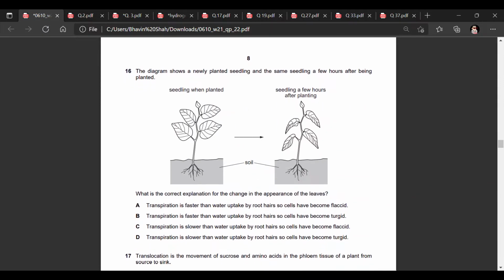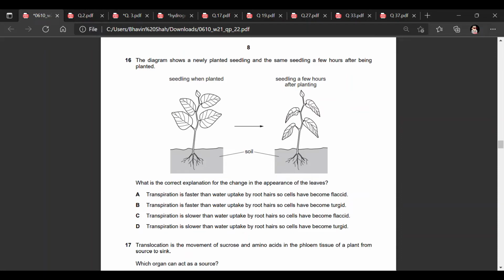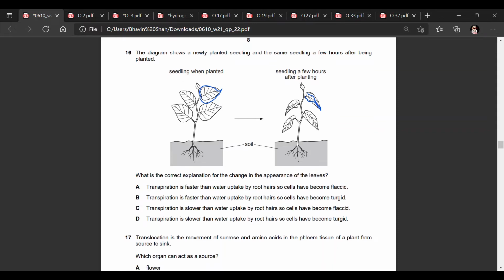The diagram shows a newly planted seedling and the same seedling a few hours after being planted. What is the correct explanation for the change in the appearance of the leaves? As you can see, here the leaves are nice and holding their shape. Here the leaves are drooping down. They have become smaller in size. They do not look as good as in the first picture. So the correct explanation is that transpiration has taken place.